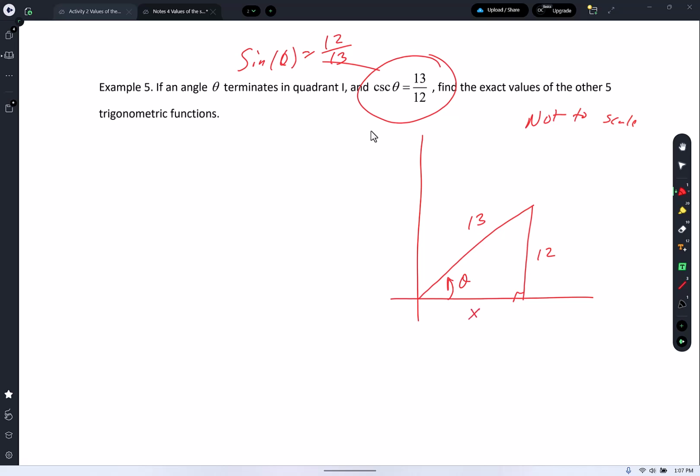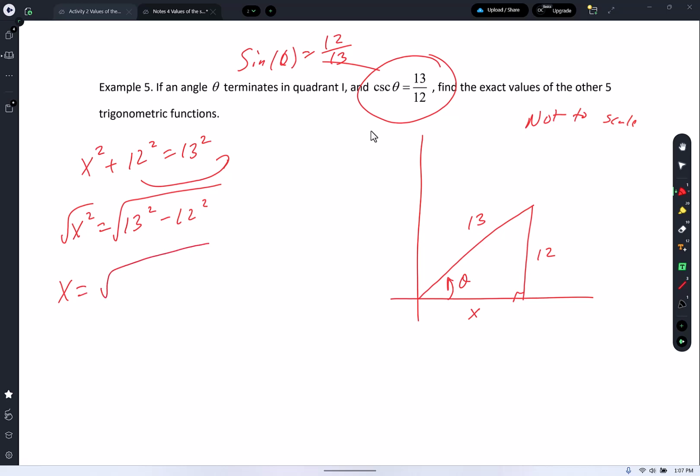In case you don't know what x is, I'm going to write x squared plus 12 squared equals 13 squared. Move the 12 squared to the other side. X squared equals 13 squared minus 12 squared. Square root. X equals the square root of 13 squared minus 12 squared. So 169 minus 144 is 25. Okay, so I have square root of 25, which is 5. You didn't have to do that if you remember from geometry that it's just a 5, 12, 13, then you're good. Okay.